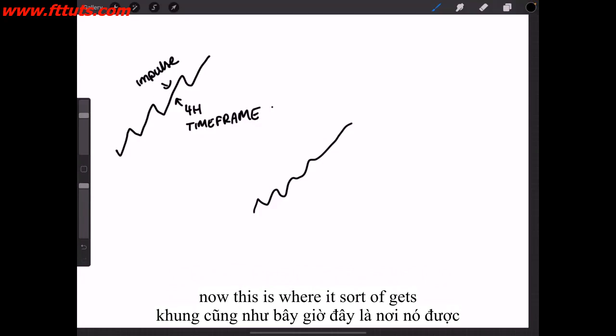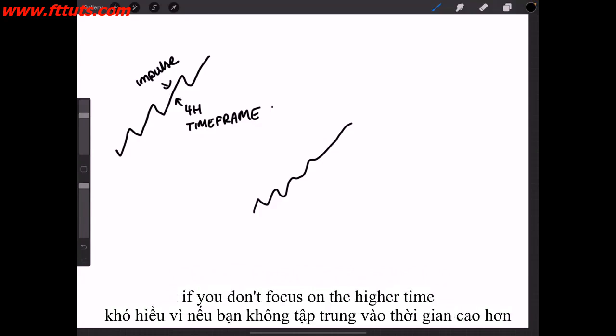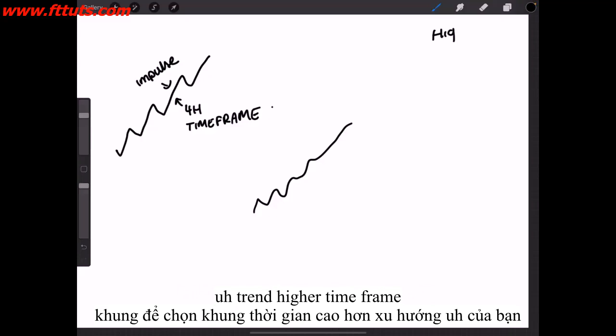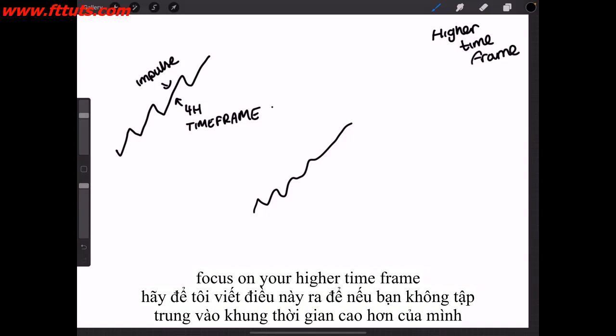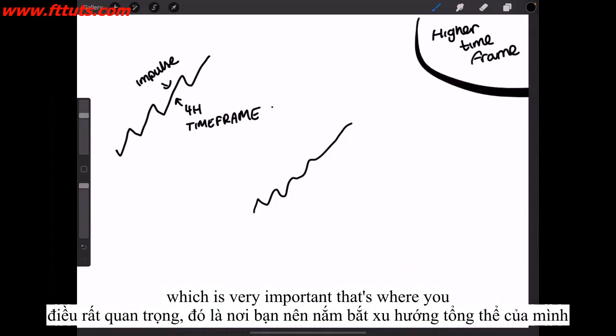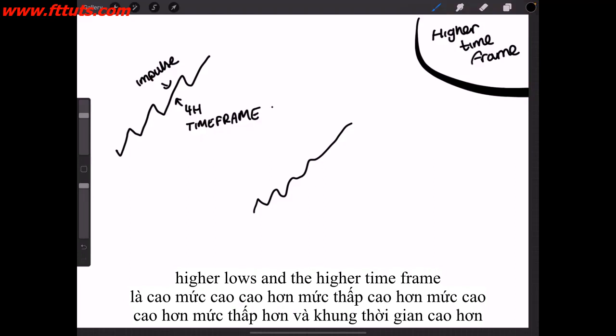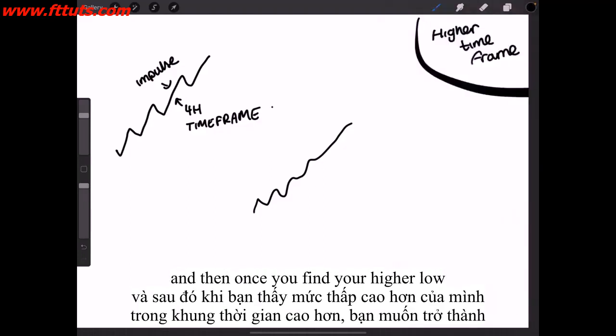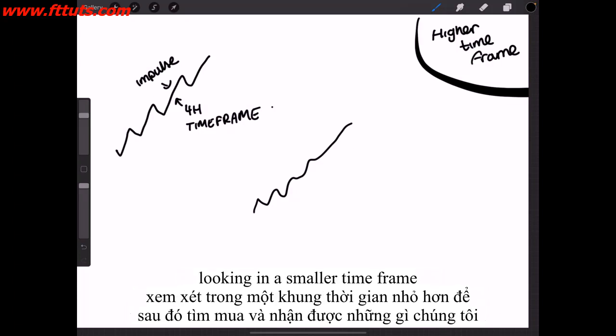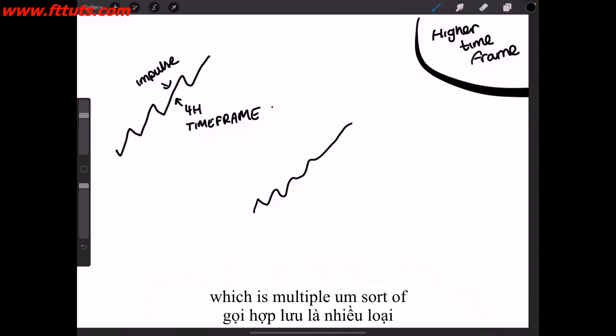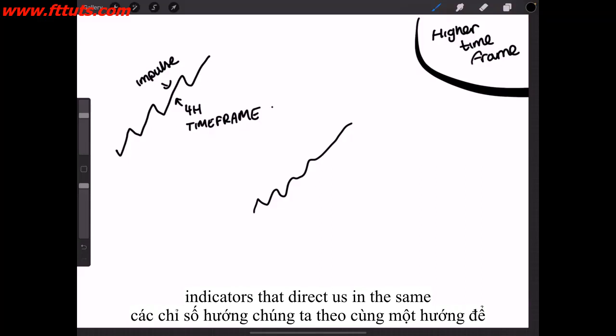Now, this is where it sort of gets confusing, because if you don't focus on the higher time frame to pick your trend, higher time frame, let me write this out. So if you don't focus on your higher time frame, which is very important, that's where you should be getting your overall trend from. So essentially what you want to look for is higher highs, higher lows, higher highs, higher lows in the higher time frame. And then once you find your higher low in a higher time frame, you want to be looking in a smaller time frame to then look for buys and get what we call confluence, which is multiple sort of indicators that direct us in the same direction.